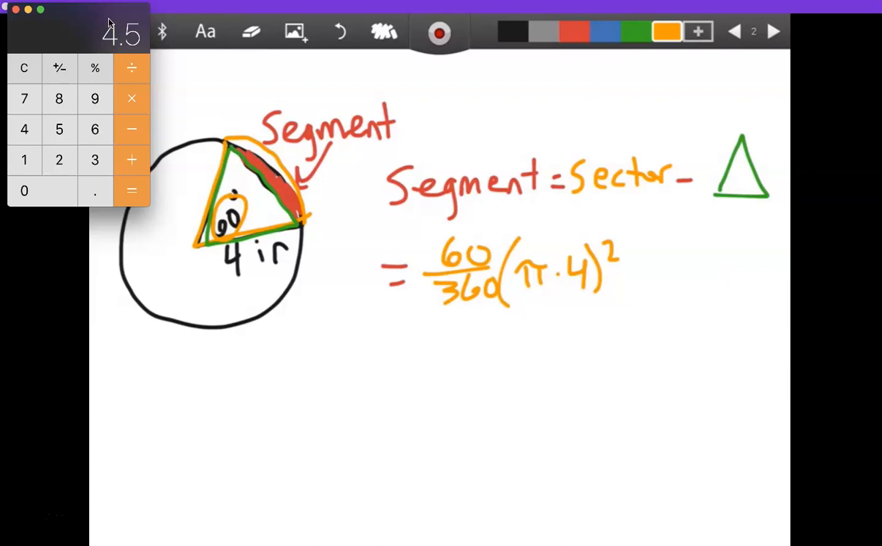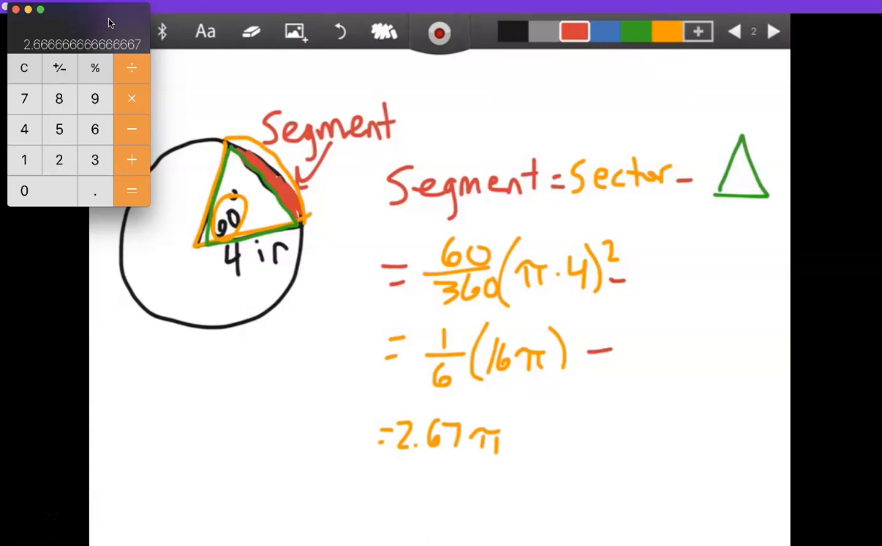I'll come back to the triangle in a second. Let me go one more step with this. 60 over 360 is 1/6, times 16 pi. Let's do 16 divided by 6, 16 times 1/6. That's 2.67 times pi. Remember we're going to subtract the area of the triangle from that, so let me just carry that down for a second.